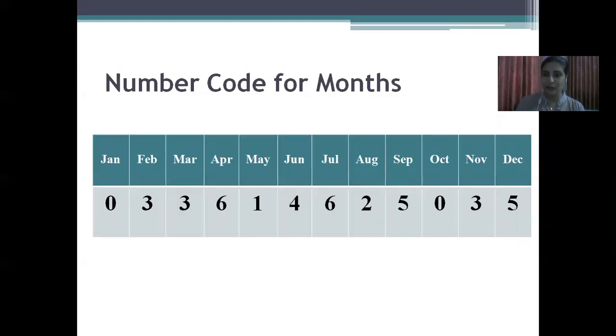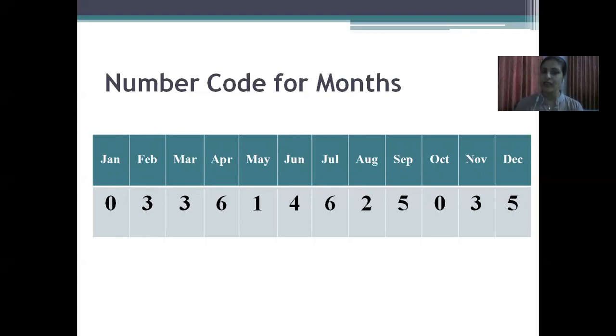These are the number codes for months. From January to December, you have 12 months. We divide them into four parts of three months each: January, February, March; April, May, June; July, August, September; October, November, December. For the first three, it is 033, and for the last three, October, November, December, it is 035. Keep in mind, it is 033 in the first and 035 in the last.